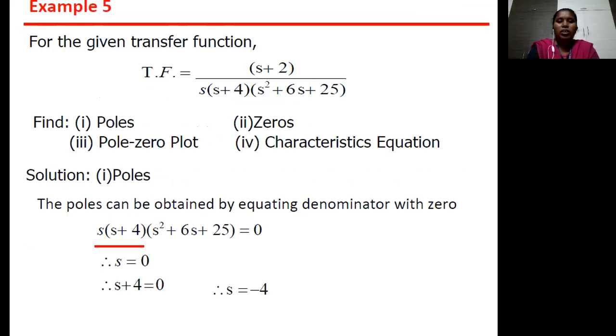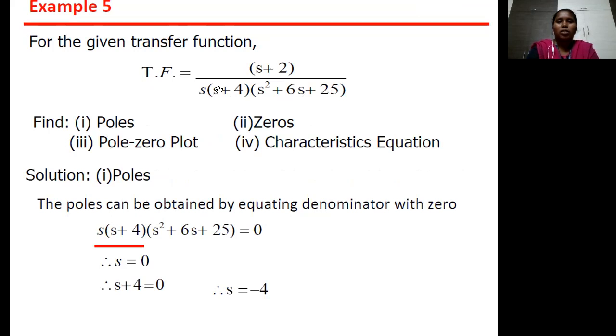So here also they have given a transfer function, which is nothing but s plus 2 divided by s into s plus 4 into s square plus 6s plus 25, right? So here what is the degree of the denominator? That is s power 4, because s into s into s square is nothing but s power 4. So how many poles exist for the given transfer function equation? There exist 4 poles.